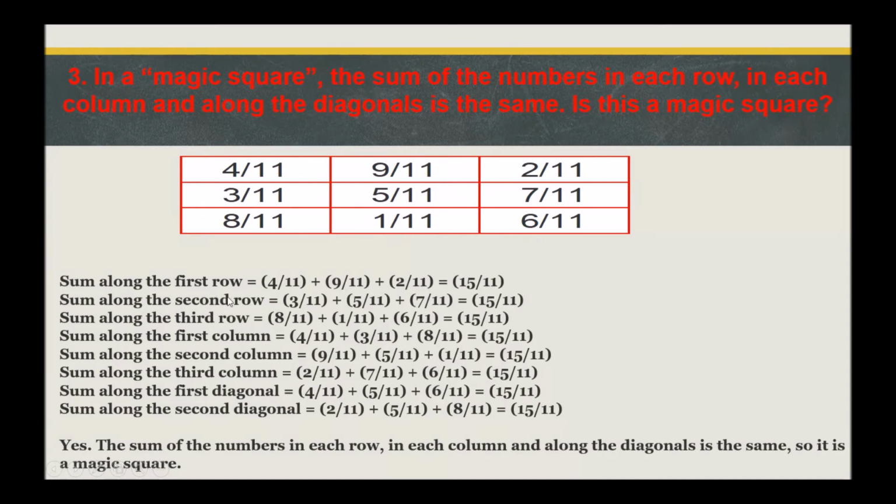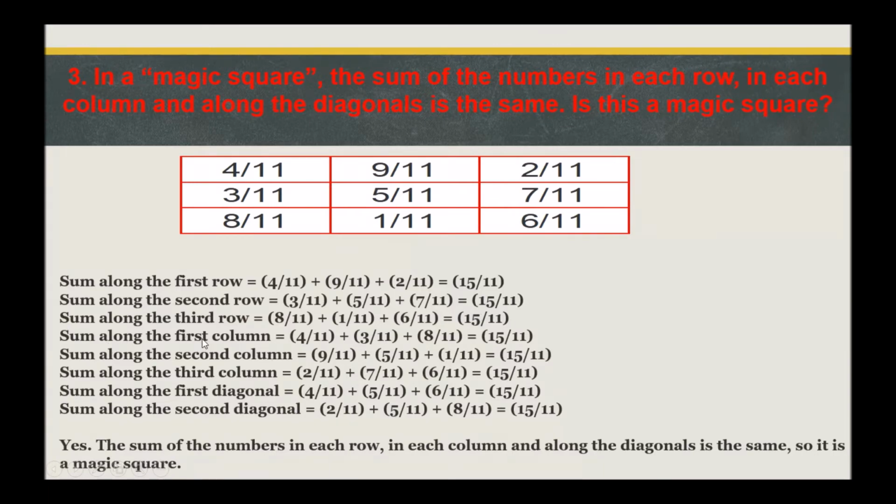So first we will do the sum of the first row, that is 4 upon 11, 9 upon 11, 2 upon 11. So 4 plus 9 plus 2 is 15 upon 11. Then the second row, 3 upon 11, 5 upon 11 and 7 upon 11. So 3 plus 5 plus 7 is 15 upon 11. Third row, 8 upon 11, 1 upon 11 and 6 upon 11. So we will add 8 plus 1 plus 6, that is 15 upon 11.